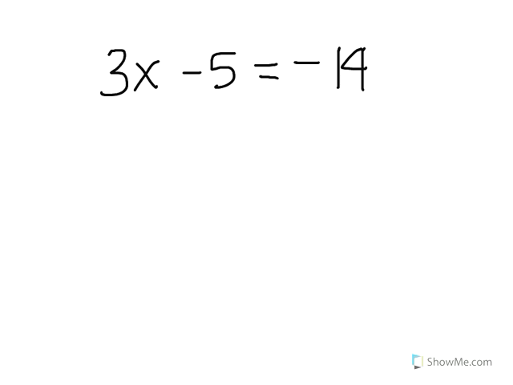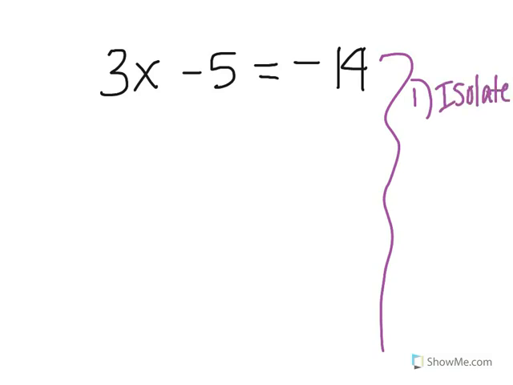Today we're talking about solving two-step equations. Now when we're solving any equation, we have two goals. The first goal is to isolate the variable. We've talked about how this means I want to get x by itself. I want x to be the only thing on, in this case, the left side. And I want to know what value would make this statement true. What value of x would make this statement true if 3 times x minus 5 is equal to negative 14?